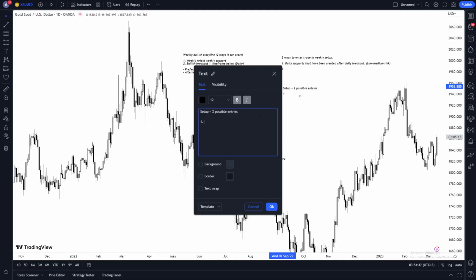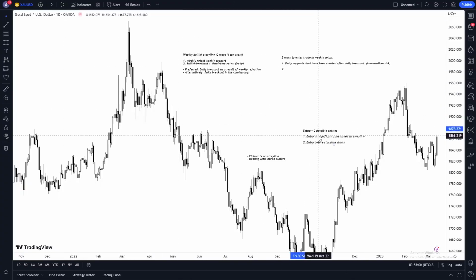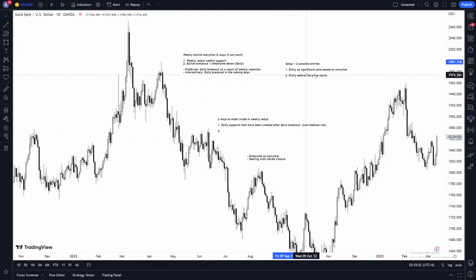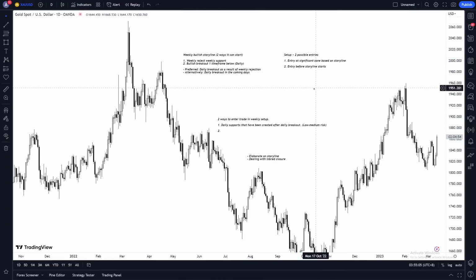First way, entry at significant zone based on storyline. Number two, entry before storyline starts. Now, okay, there's a lot of writing on here and not much of examples, but don't worry, we'll get to it. Setup. What does a setup mean? Two possible entries. You can enter at the significant zone based on a storyline, and you can enter before the storyline starts. Now, what do I mean by this?